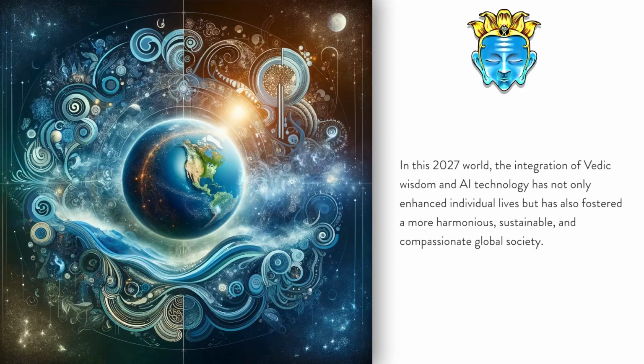In this 2027 world, the integration of Vedic wisdom and AI technology has not only enhanced individual lives, but has also fostered a more harmonious, sustainable, and compassionate global society.